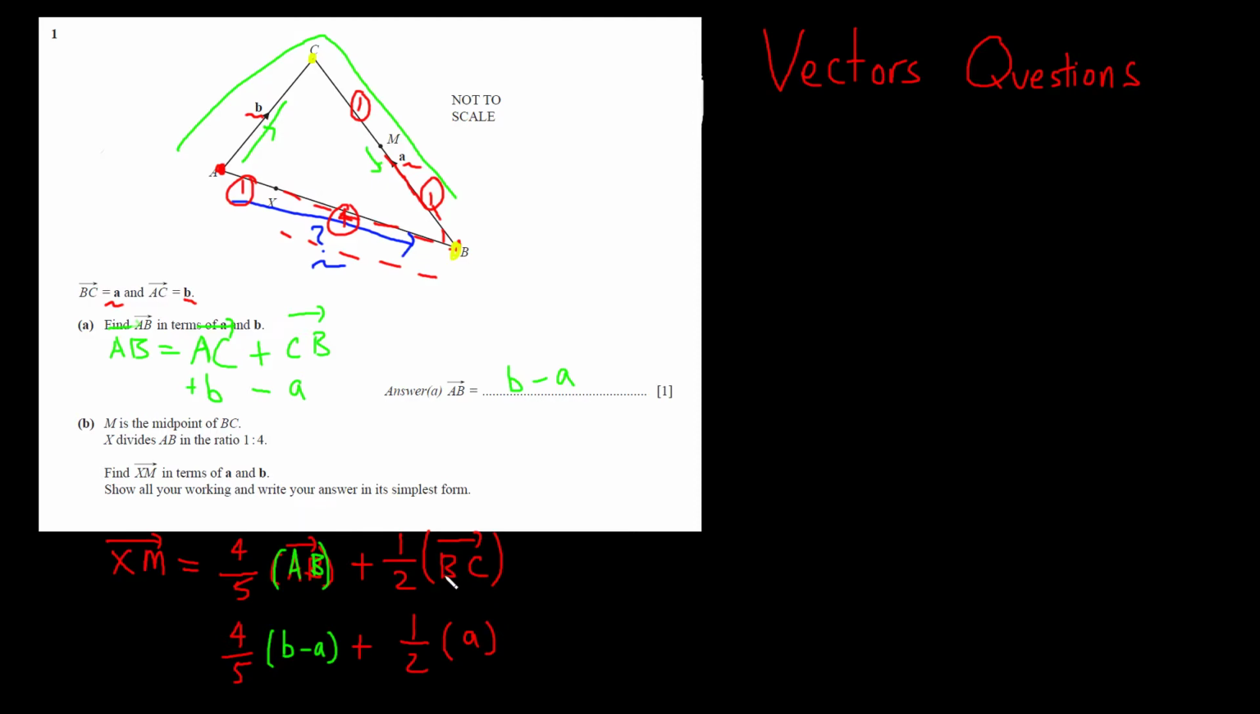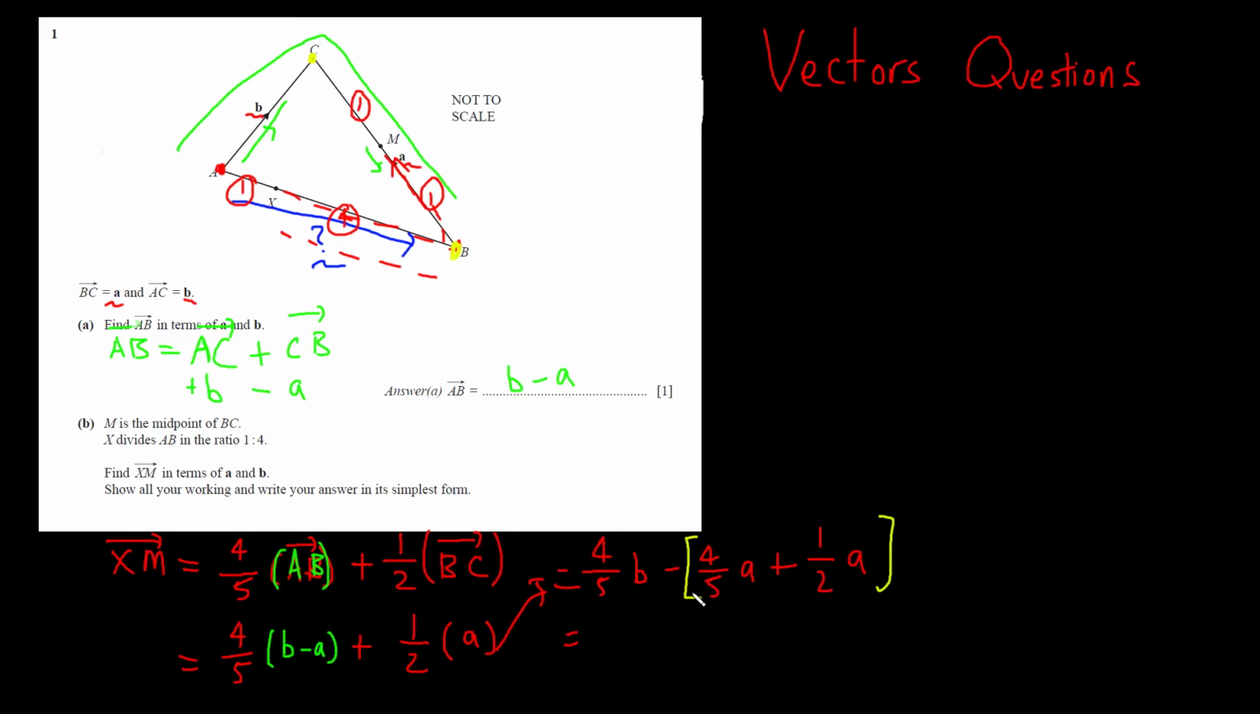So this answer should be a. For you to get from B to C is a, and positive because we're going according to the direction of a. So your final answer would be to break this down. 4 over 5 of b minus 4 over 5 of a, add with 1 over 2 of a. Then you have to group up your like terms. This is a and a, right?